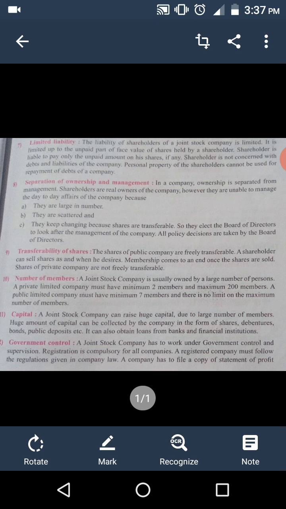Personal property of the shareholder is not used for the repayment of debts of a company, because the liability of a shareholder is limited. In case of a joint stock company, that is limited up to the unpaid value of his shares.